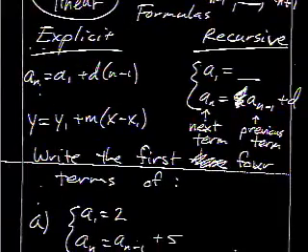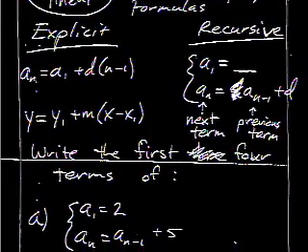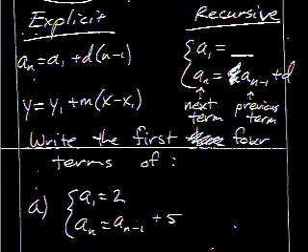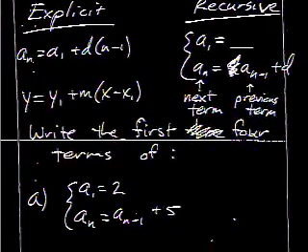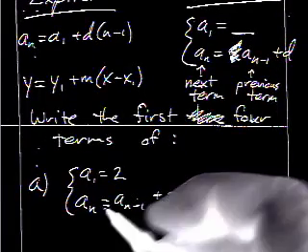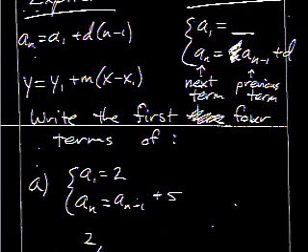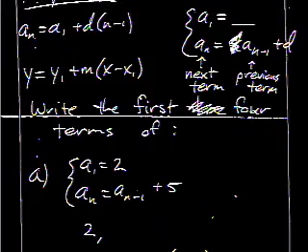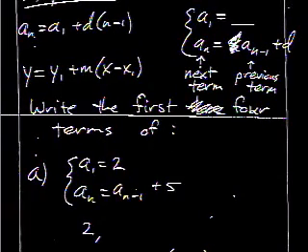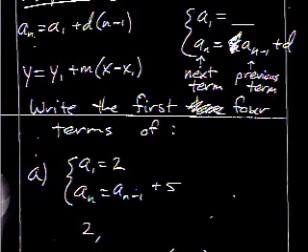We might be dealing with problems that say things like write the first 4 terms, and then we're given a recursive pattern. Also, I can clearly see that the first number in my sequence is a 2. Don't ignore the first term of the sequence. Make sure you use the first term of the sequence. Then I need to follow the pattern.